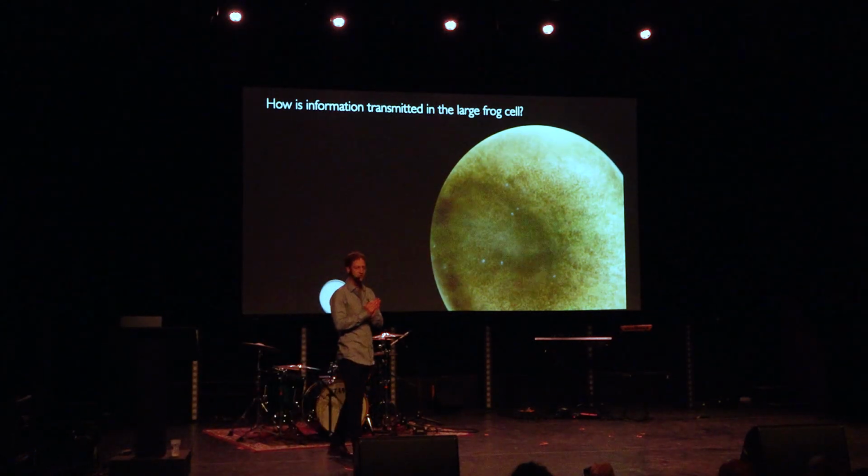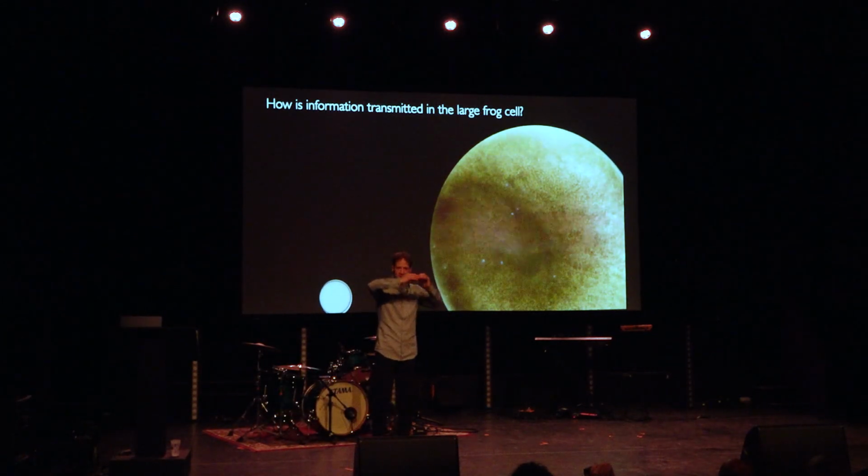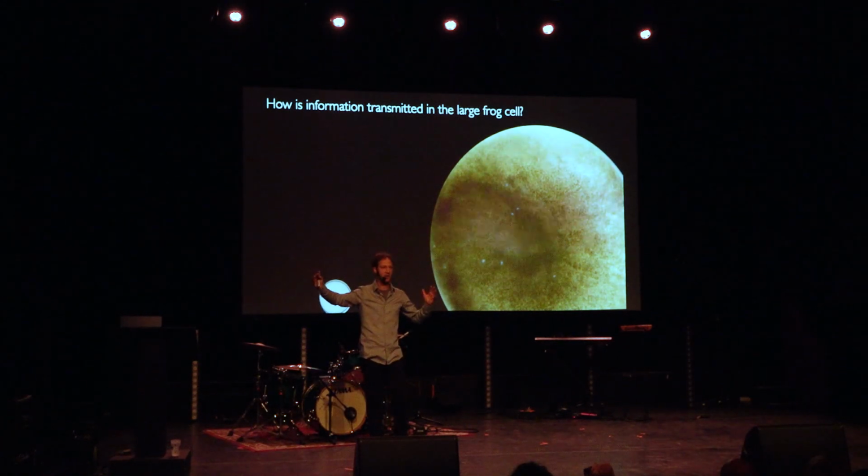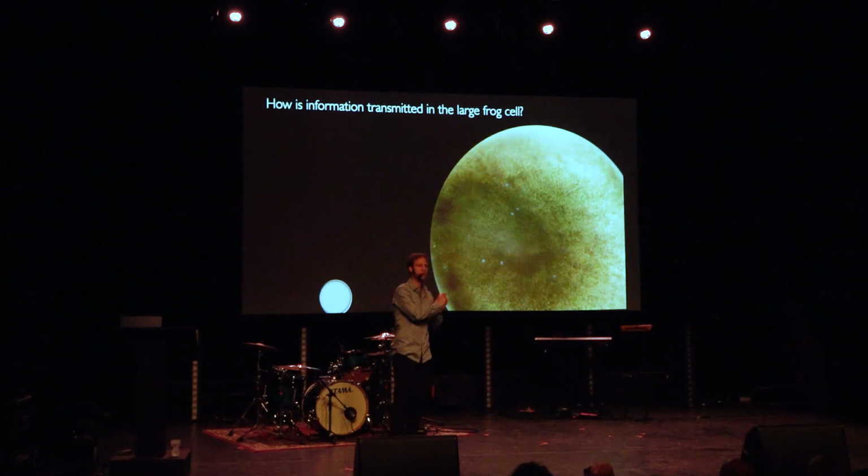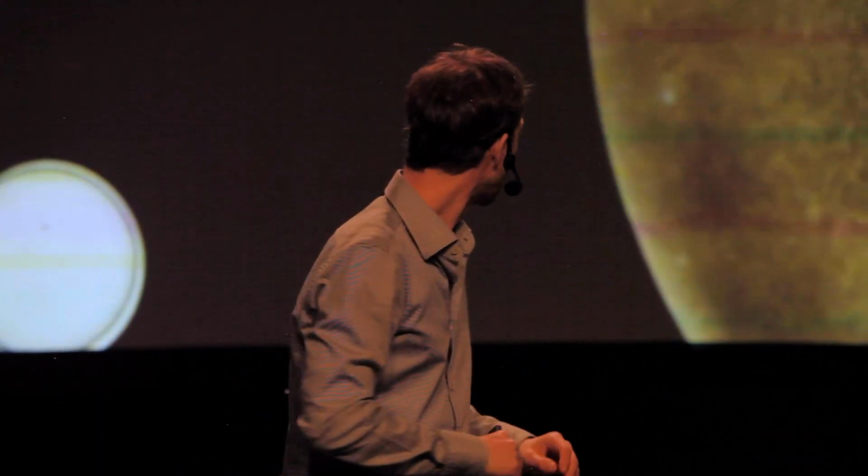Next question I want to address. Imagine you've got this huge frog egg, 1 millimeter in diameter. The cells that I've been showing you right now, these droplets, they're more in the order of magnitude of our cells in our body. For instance, 20, 30, 50 to 100 microns. 100 is already big. So they're quite small.